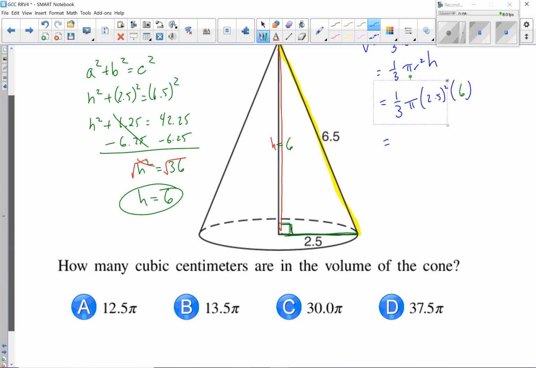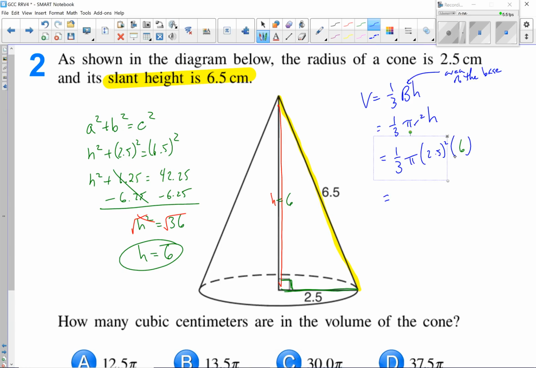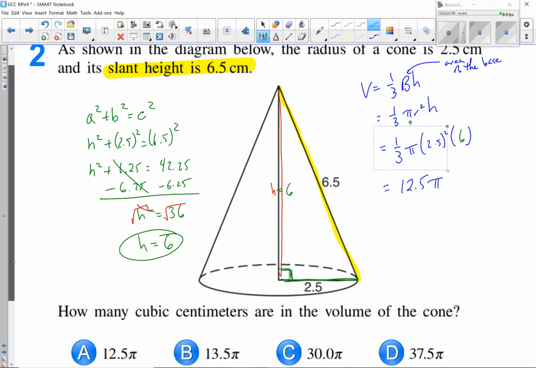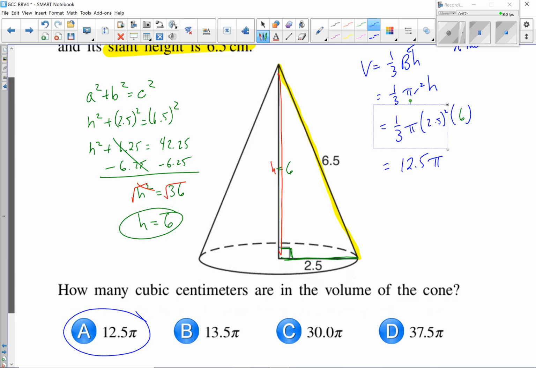Also, while I'm doing this, I wouldn't just throw all of this right into my calculator, because look at my answer choices. I've got pi in all of my answer choices, so we're just going to leave pi in our answer. So if I multiply these all together, 2.5 squared, that's 6.25, times 2, it's going to get me 12.5 pi for the volume. So that would give me choice A as my answer choice.